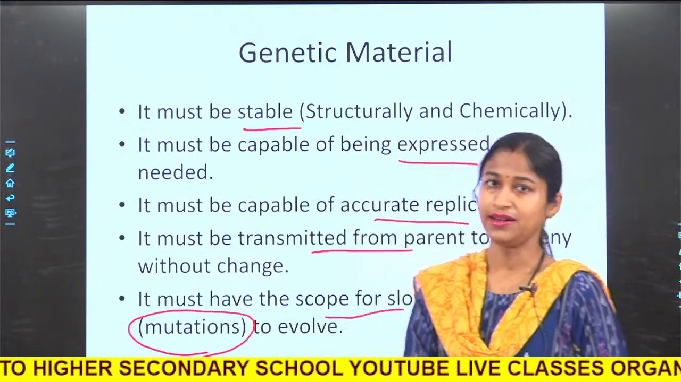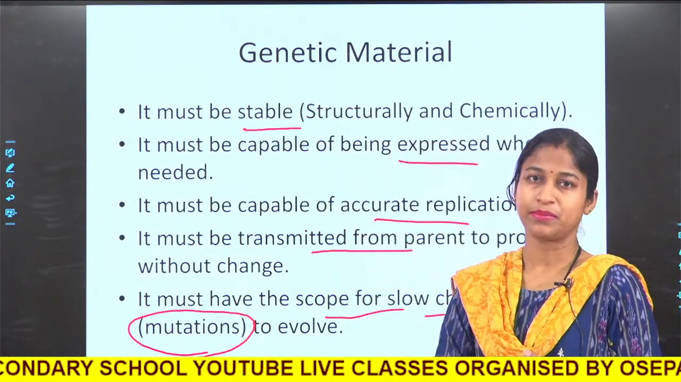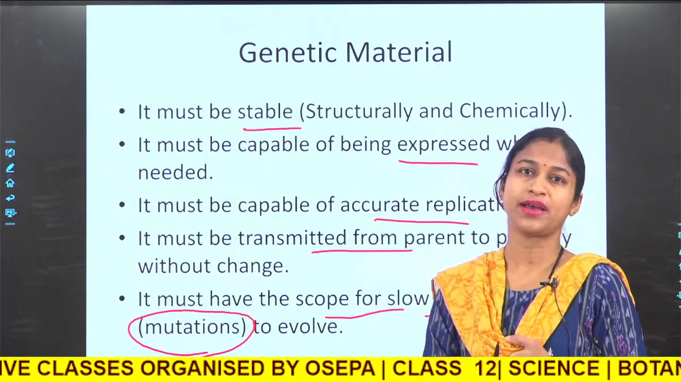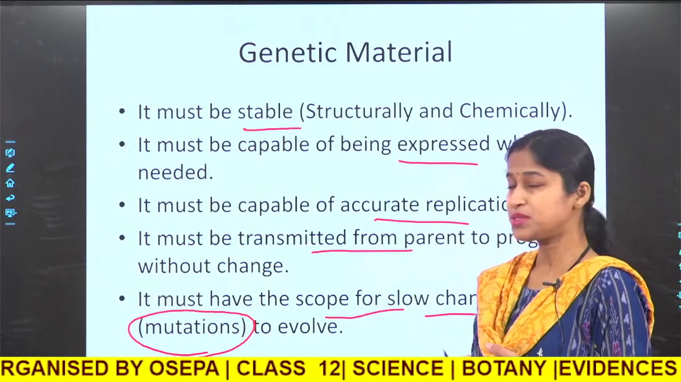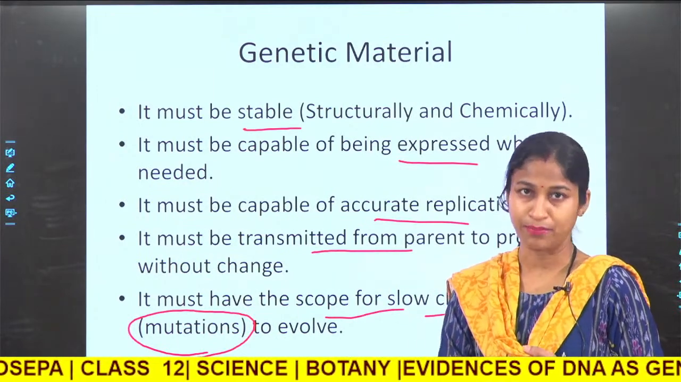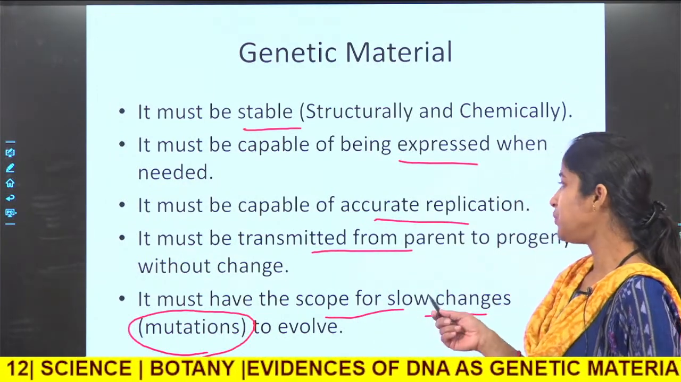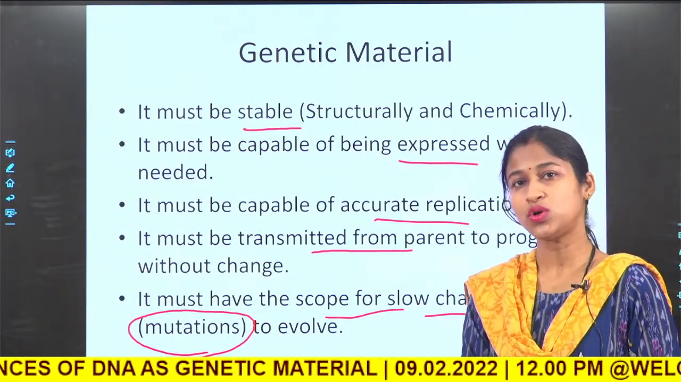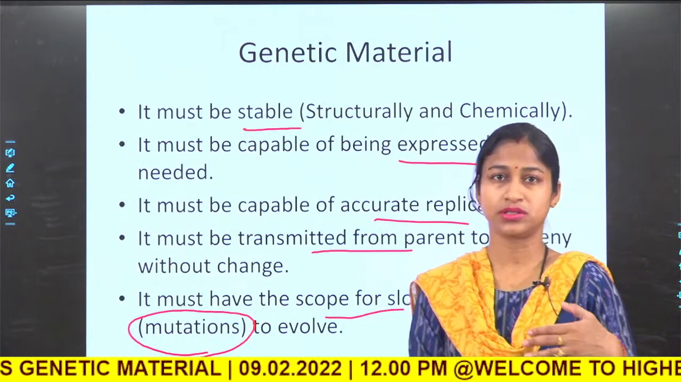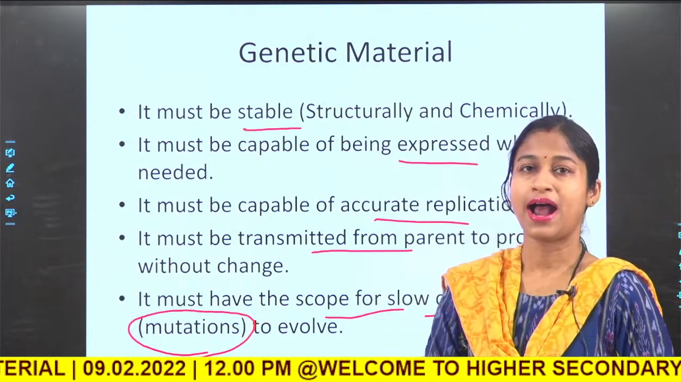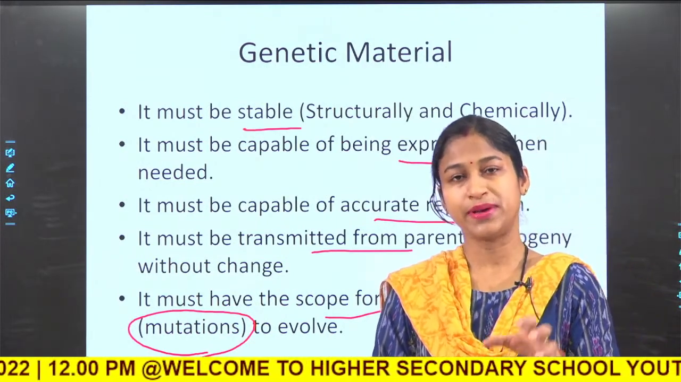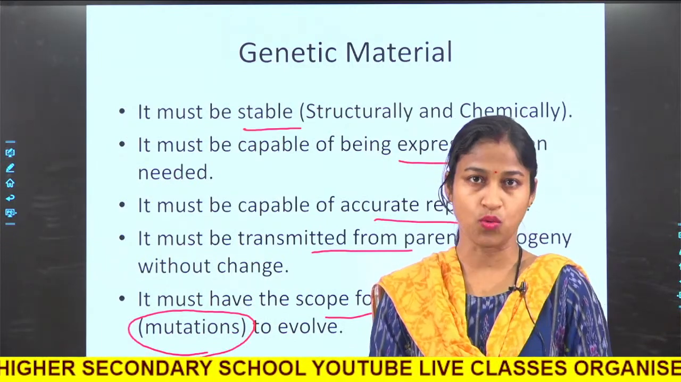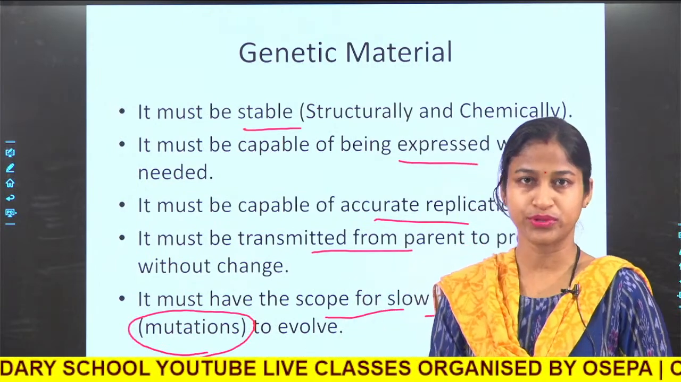Once again, any genetic material must be stable, it must express itself at the time of need, then it must be capable of accurate replication, and finally it must be transmitted from parent to progeny with slow changes, generally in the form of mutation, and mutation is the basis of evolution. So, the evolutionary process is very slow because of the act of mutation.